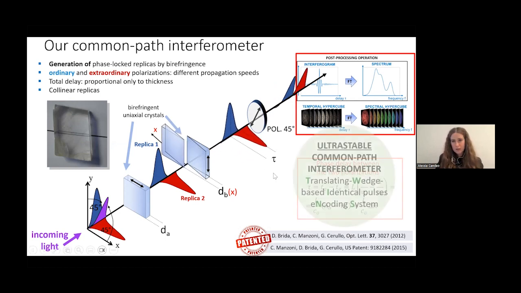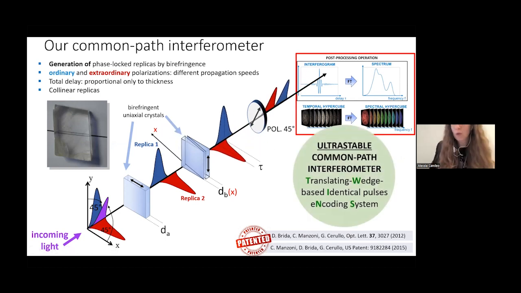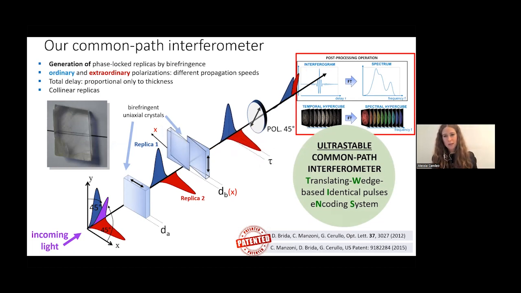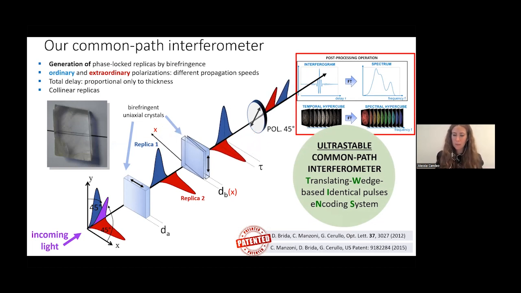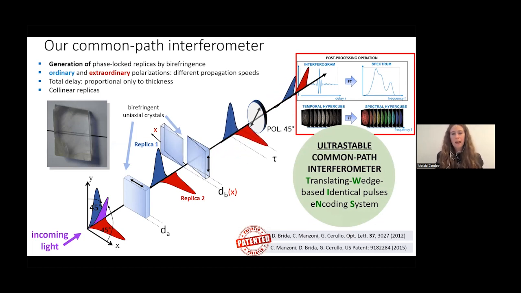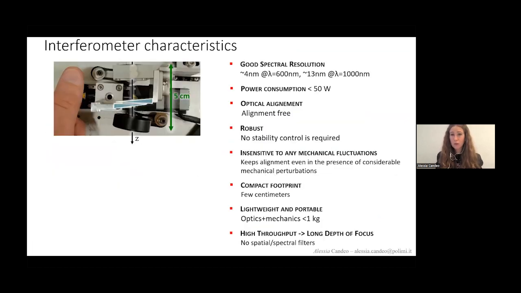This ultra-stable common path interferometer, which we call TWINS, or translating wedge-based identical pulses encoding system, has been patented at the Department of Physics here. And it has a very good spectral resolution with 4 nanometers resolution at 600 nanometers, so comparable to the one of the push-broom approach. It is virtually alignment free. It is very robust because once you have aligned it, it stays aligned. So there is no stability control required, and it is insensitive to any mechanical fluctuation.